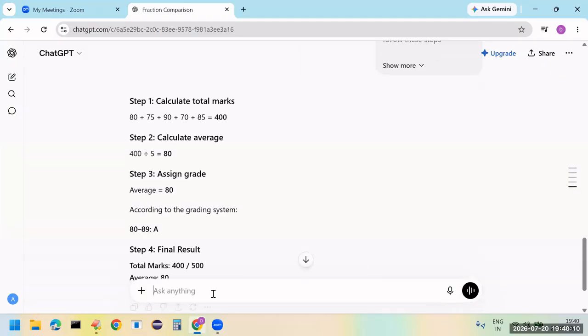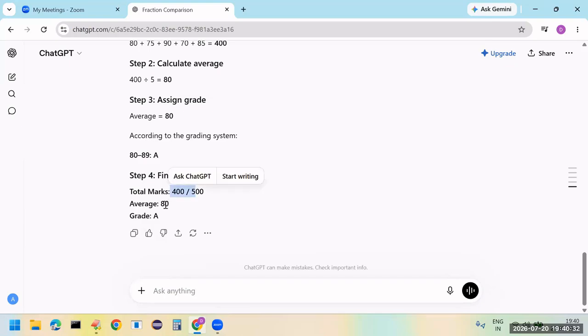Have you observed? Calculate the total marks. Sir, what is the total marks? 400. Can you please calculate the average? 80. Okay. So next, assign the grade. Sorry, average is 80, right? So according to the grading system, 80 to 89 means A grade.